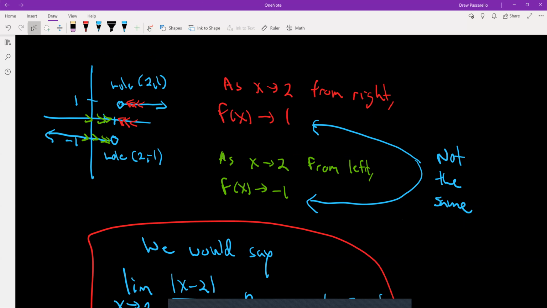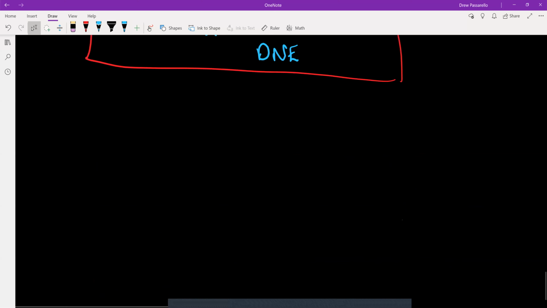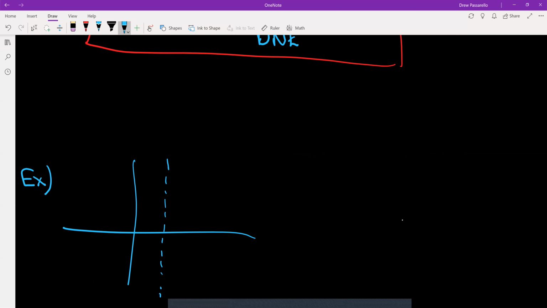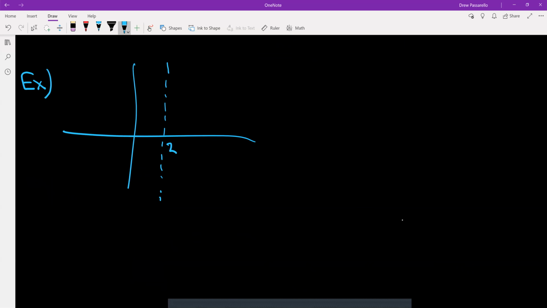All right, so this next one, I'll just provide the graph. So let's say there's this vertical asymptote. And that vertical asymptote is at 2. I use VA for vertical asymptote, and it's x equals 2.